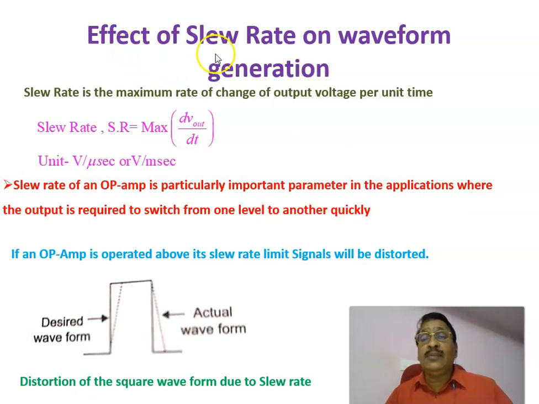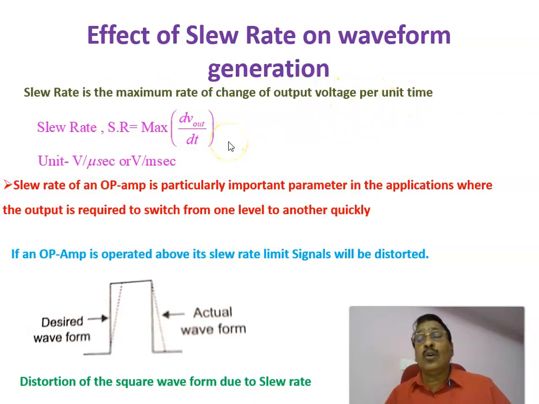Now let us see the effect of slew rate on the waveform generation, because we have seen how we can generate a triangular signal, sawtooth signal, etc. But the slew rate of the op-amp has a certain effect on that. Slew rate is the maximum rate of change of output voltage, that is, the maximum dVout by dt. Slew rate is the maximum rate of change of output voltage per unit time. That is the definition of the slew rate.